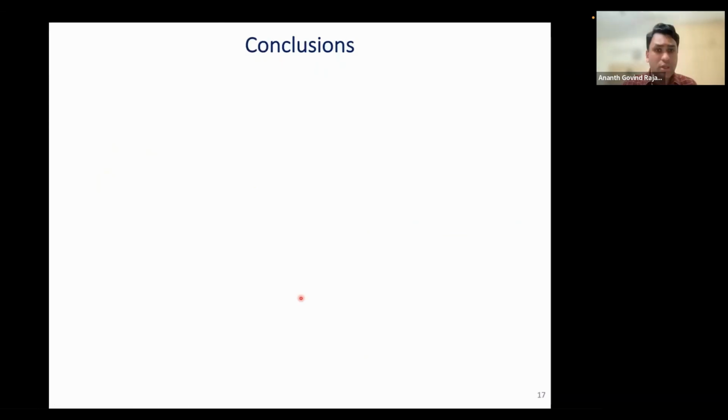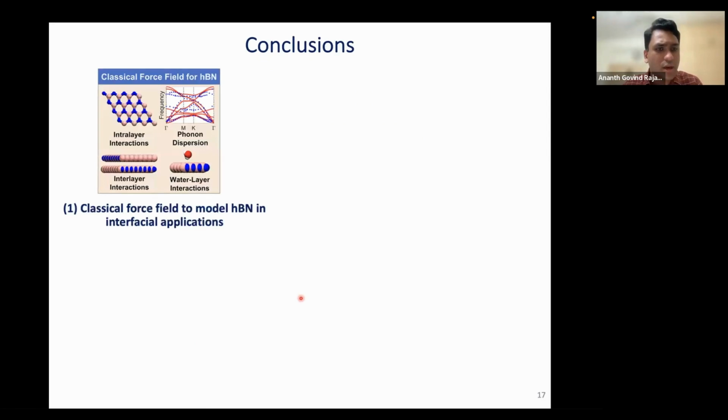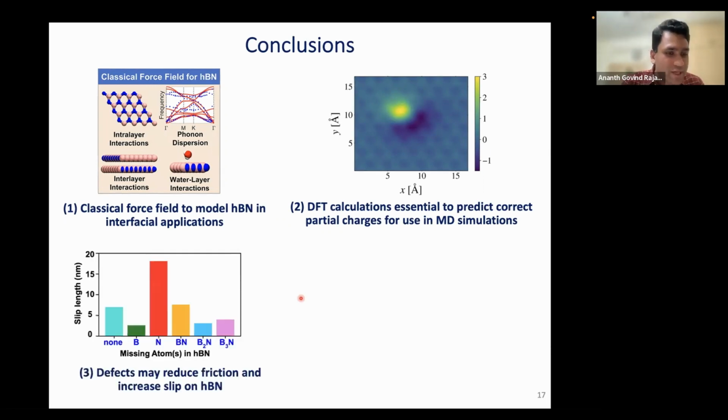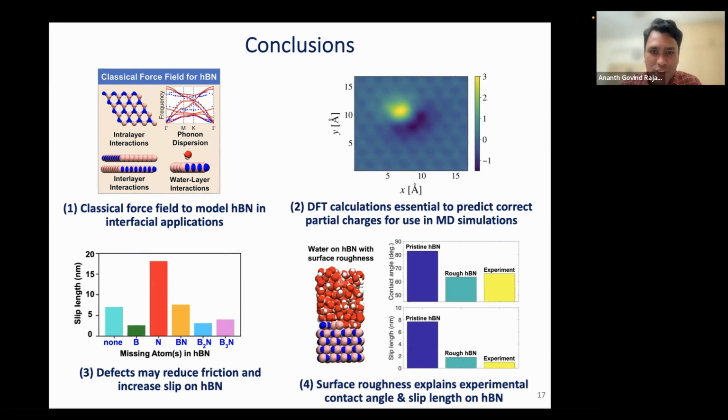So with that, I'd like to conclude my talk. I think it's about 20 minutes. We developed a classical force field to model hBN interfacial applications. I showed that if we don't use DFT to predict the partial charges, you could overestimate the friction coefficient, with the example of a BN defect. Then we discussed that defects, particularly at a high vacancy concentration, may reduce friction and promote slippage on the hBN surface for water molecules. And finally, we saw how the presence of surface roughness in hBN can be used to bring the predictions of the contact angle and the slip length in line with very recent experimental data.